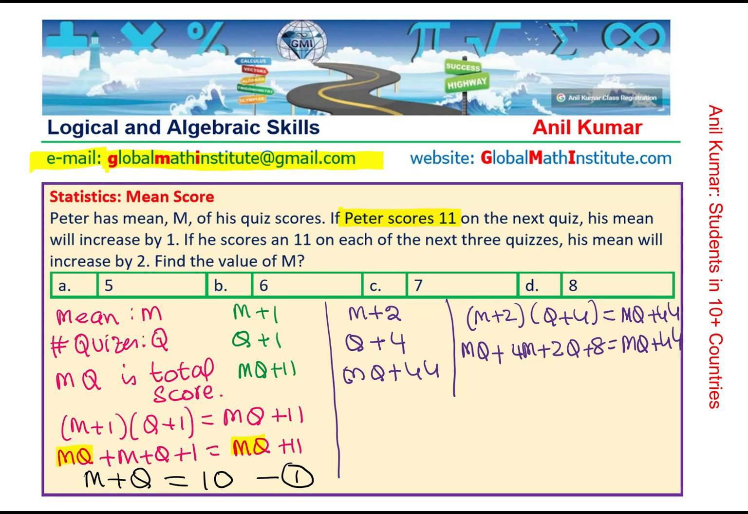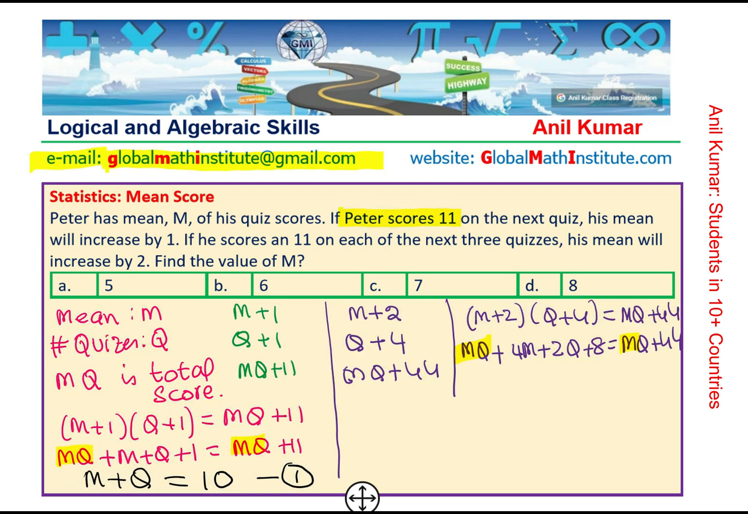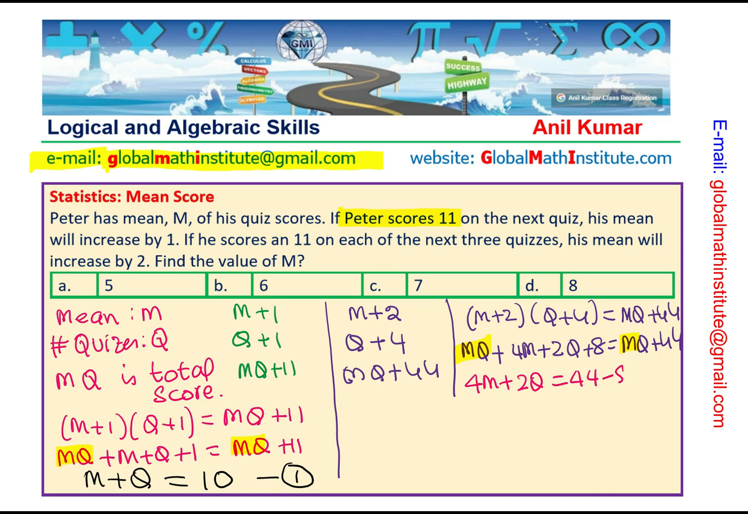Let's simplify just as we did earlier, right? We get 4M plus 2q equals 44 minus 8. 44 minus 8, which is 36. Dividing by 2, we get 2M plus q equals 18. Right? Let's call this equation 2.